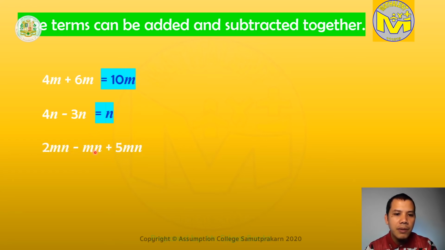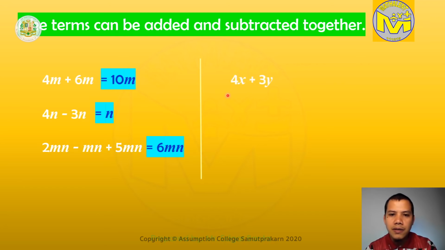2mn minus mn plus 5mn. We can add and subtract them together. First, 2 minus 1. This is 1. We cannot see it, but there is 1 there. So 2 minus 1 is 1. And then plus 5. That is equal to 6mn. So that's how we add and subtract like terms.